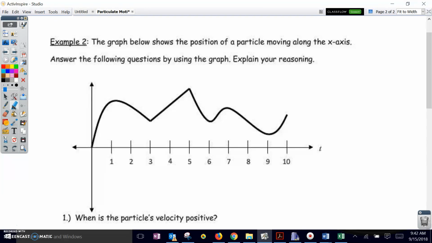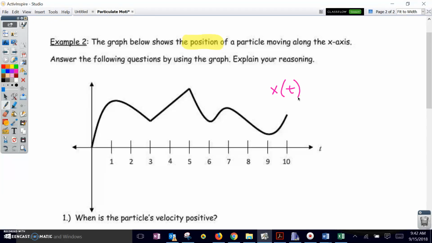But again, first thing I do, I make sure I understand what the graph is. This is a graph of position moving along the x-axis, so this is a graph of x of t. And therefore, velocity is going to be represented by the derivative of this graph, since it's a position graph. Acceleration would be represented by the second derivative of this graph. And so any questions we're asked, we're going to answer based off of those relationships.